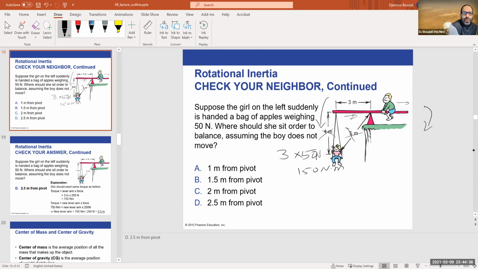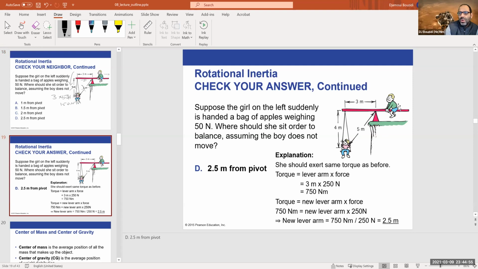she's given 5 newtons. Why did I say there is missing information in this problem, okay? This question, we don't know the torque of the other two guys.